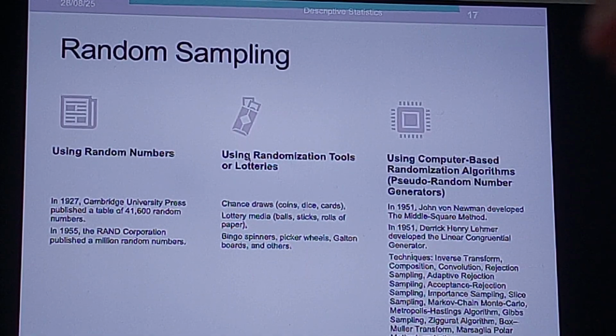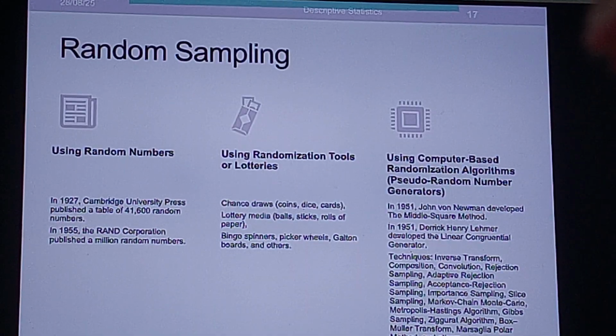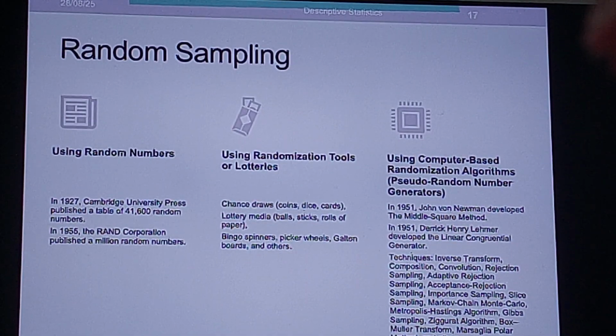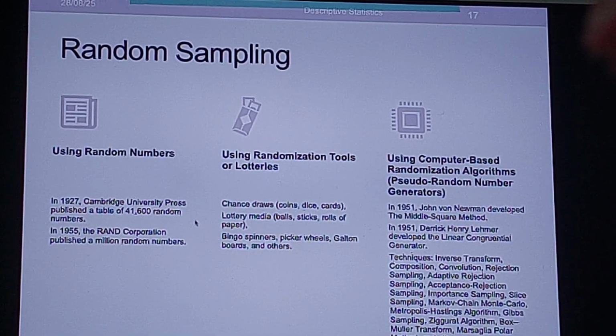And the second one, using randomization tools or lotteries. We can give the students lotteries. Let's say someone who gets a red ball will be taken as the sample, but the white ball is not taken as the sample. Or maybe we can write all the names of the students on pieces of paper. That can also work. You can put the names of students in a box and then take them. And you can also use dice in this form.